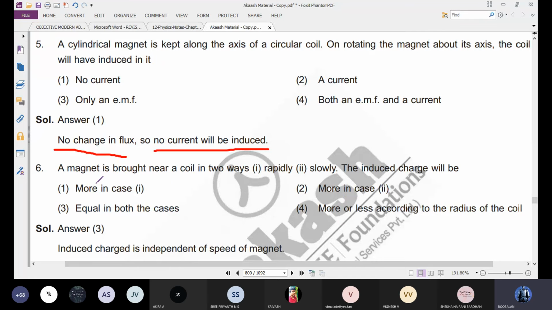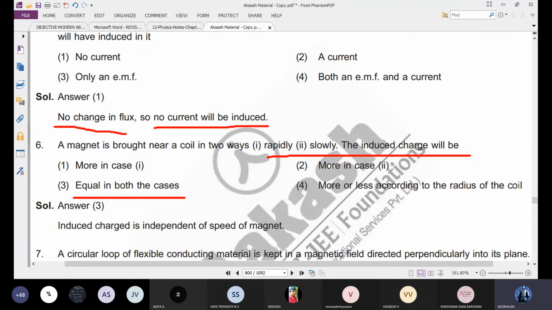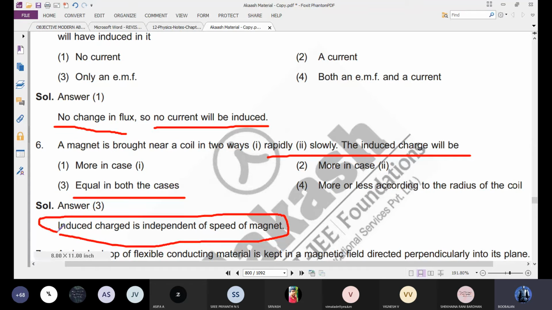A magnet is brought near a coil in two ways: one rapidly and another one slowly. The induced charge will be equal in both the cases, because the induced charge is independent of the speed.